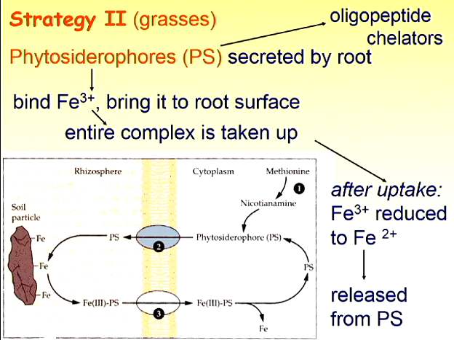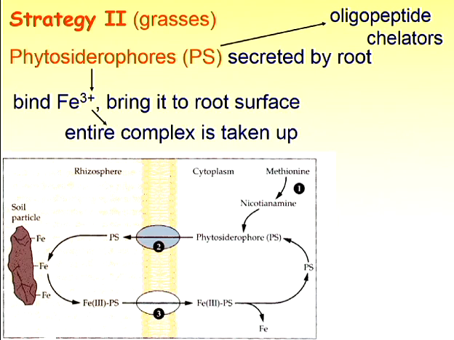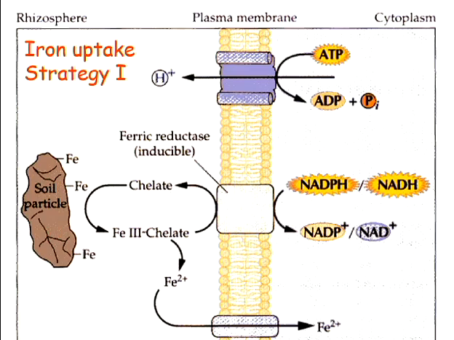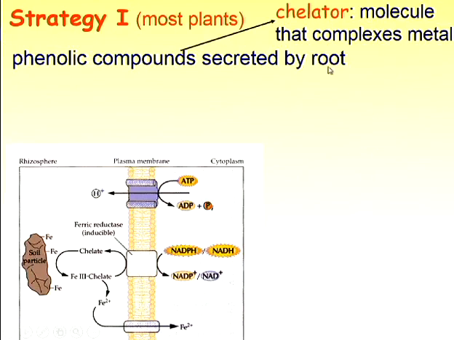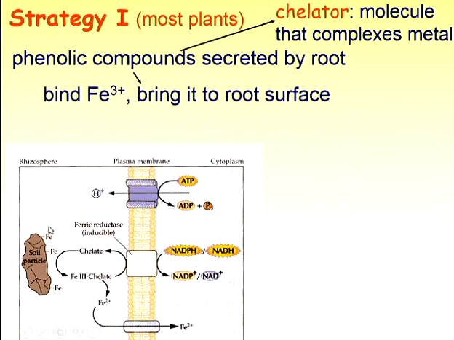And for strategy 1, which you saw earlier, strategy 1, which is most plants, they use kind of non-defined chelators, which is just general phenolic compounds, which are compounds with rings in them, that are there in the rhizosphere. They're derived from plants, but also plants can make use of microbial chelators. And they bind the metal, bring them into solution. And then this chelated iron, which is in the form of 3+, that is the prevalent form of iron in oxic environments, like most soils, when there's oxygen present.